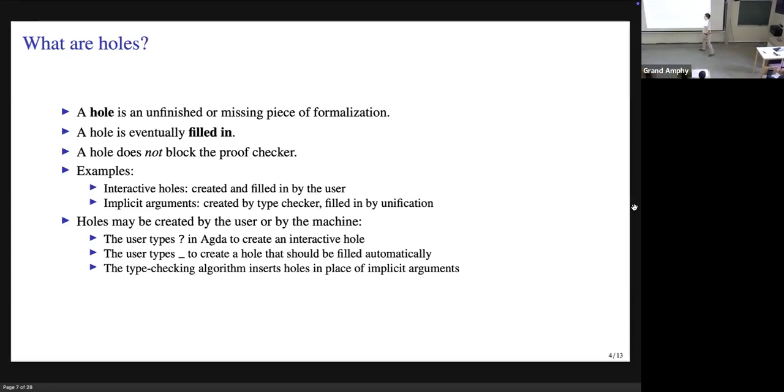So the question is, who will? You're asking about this line? Yes. Because your question is, wouldn't it be better to say that it's the elaboration that inserts holes? Okay. Some other phase, basically. Yeah, some other phase. Okay, so how do you know that you need to insert? How does the machine know that it has to insert an implicit argument?